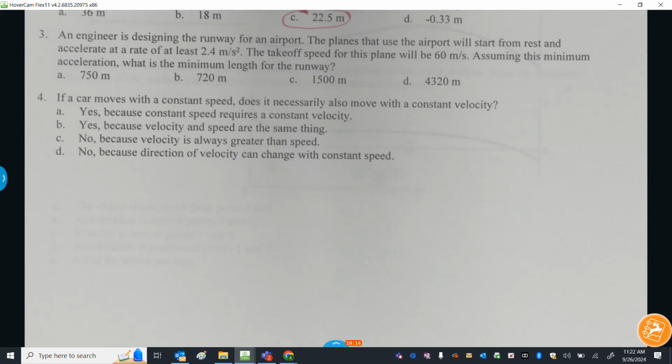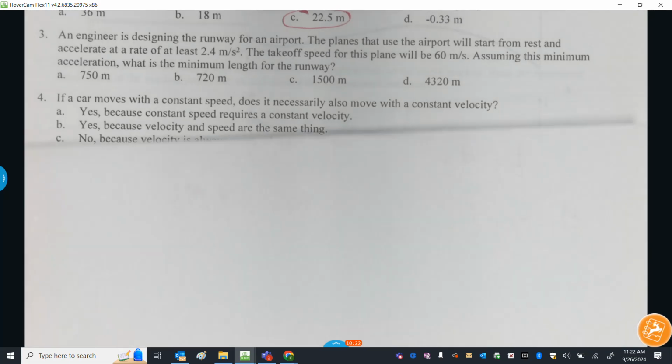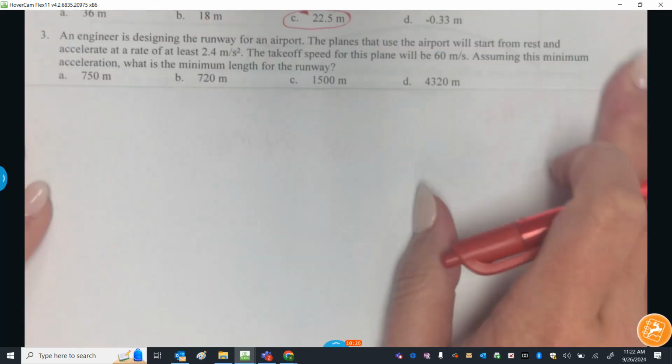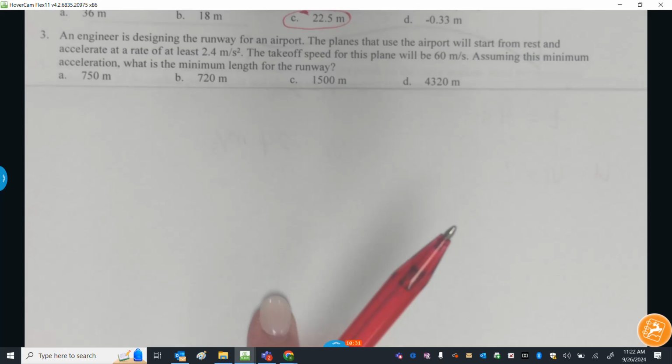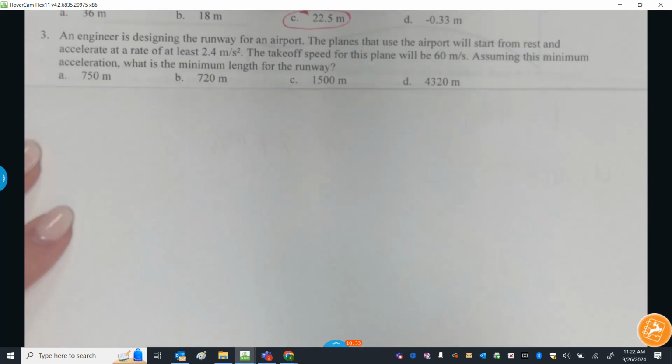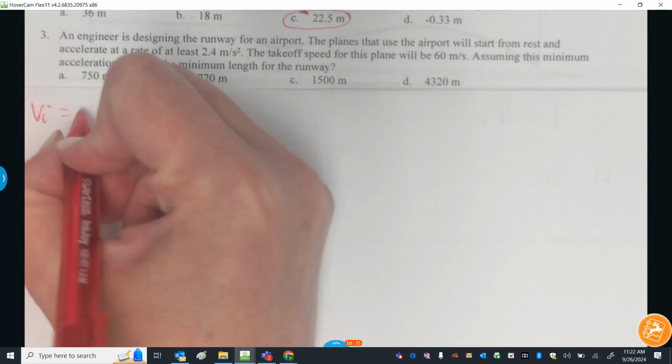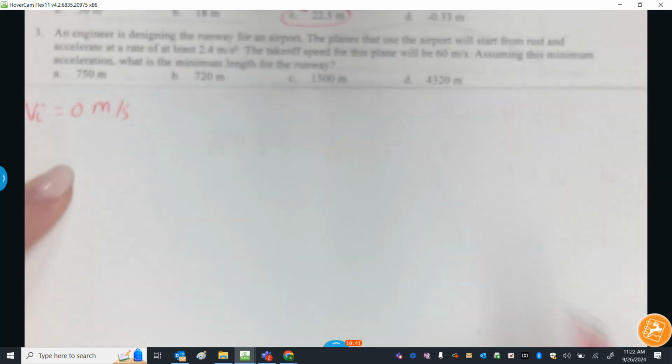So you have information given to you here that you can tell, hopefully you can tell by looking at this, that this is going to be a calculation problem. And so let's go ahead and take a look at our given information and see what we can label to solve this. The first thing that I see is that these planes start from rest, and so I see that I have an initial velocity of 0 meters per second. I also see that they have to accelerate at a rate of at least 2.4 meters per second squared.